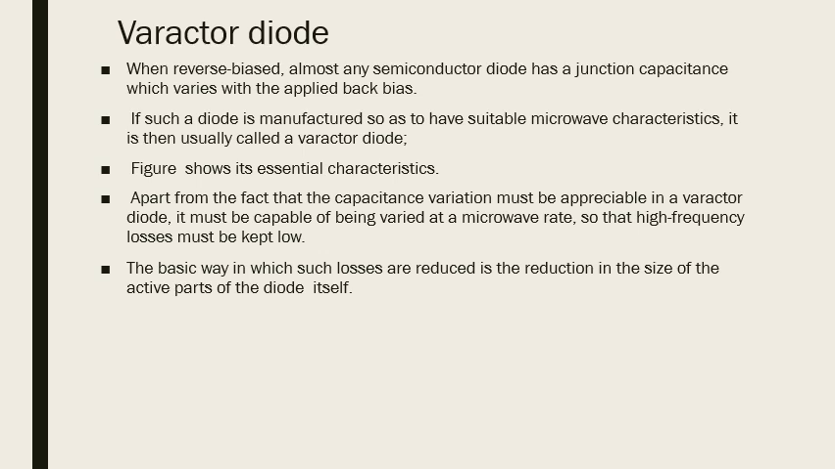As discussed in the previous slide, the varactor diode will always be working in the reverse bias junction. In the reverse bias junction, it has a junction capacitance. If you remember, I told you that it is always shown by a variable capacitance, and this variable capacitance will have minimum losses because it does not involve any resistances in that amplification mode. How do you reduce the losses? You can have the losses very minimum by reducing the size of the active parts of the diode itself.